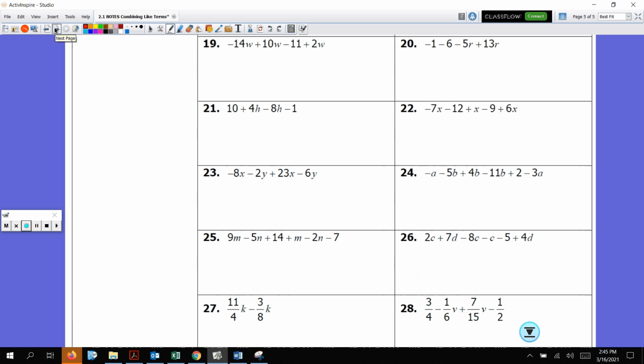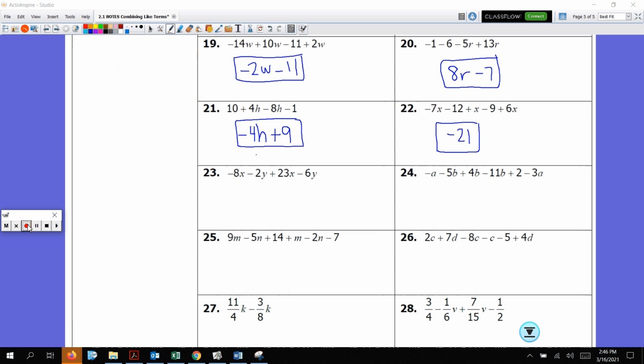All right, we have a couple more here. So why don't you pause the video and try to do 19 to 22 just to see if you're getting this. So that's only 19 to 22. Copy those down and complete those on your own and see how you do.